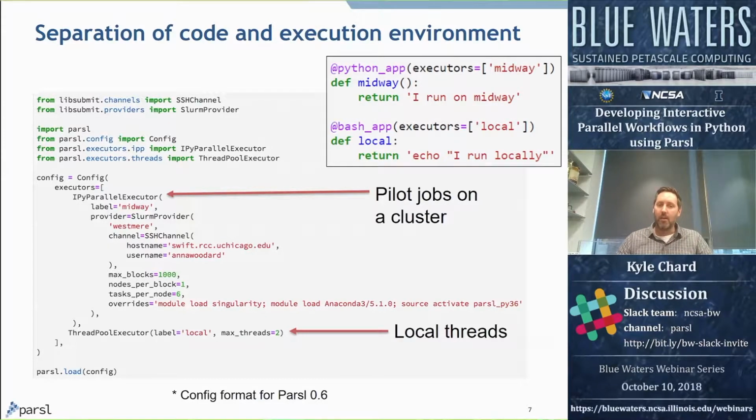And then we also combine a second thread pool executor. So we have two executors here. We have this IPython Parallel executor, which is executed on the Midway cluster, and then we have a thread pool executor that's executed on the local machine in which the script is running.